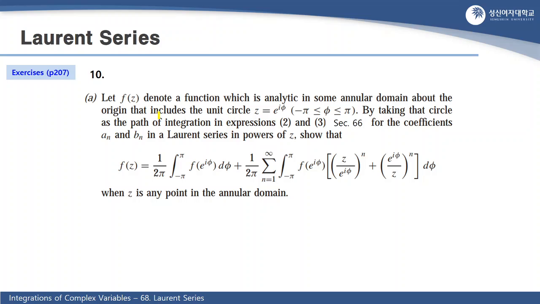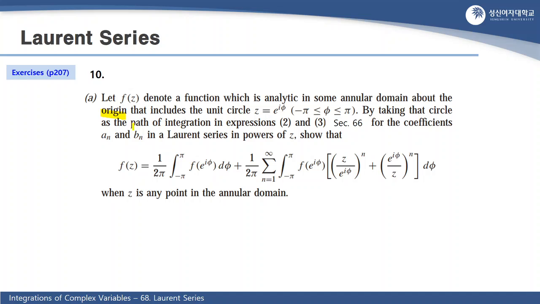Next is problem 10, exercise page 207. The problem A is: let f of z denote a function which is analytic in some annular domain about the origin that includes the unit circle z equals e to the i phi, where phi is greater than or equal to negative pi and less than or equal to pi.